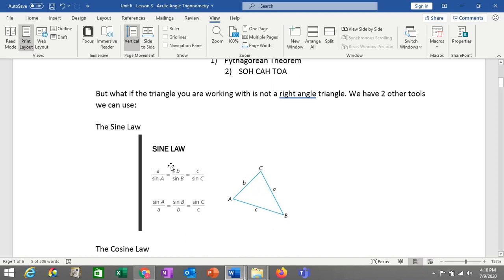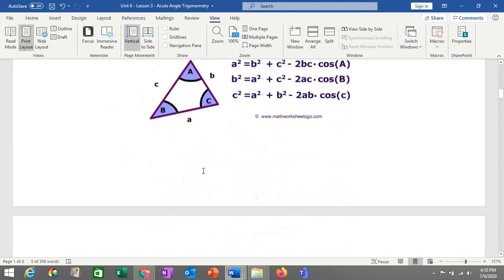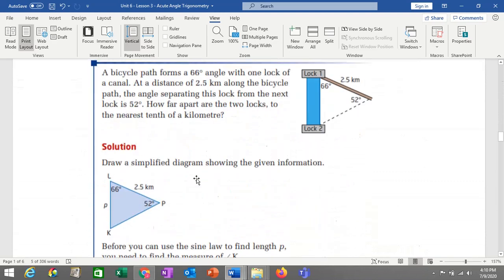So if you have A and C, you'll be using A over sine A equals C over sine C. If you have A and B, you'll be using that pair. If you have B and C, you'll be using that pair. And of course, you might replace these letters with other things as we do in this problem. Okay, so you're only using two parts at any given point.